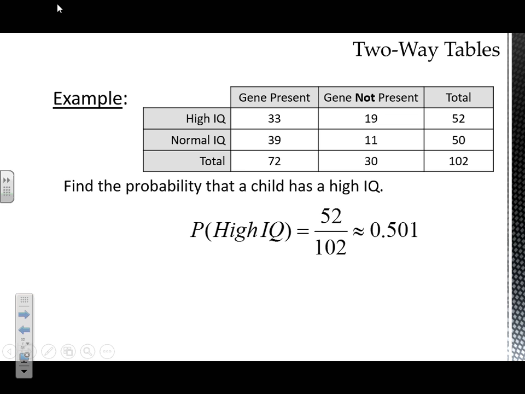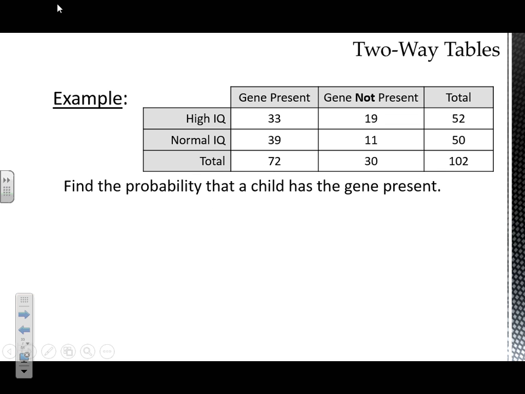Okay. What about the probability that a child has the gene present? 72 out of 102. So 72 of the kids had the gene present out of the 102 total kids. So 72 out of 102, which could be reduced, or decimal version 0.706. Okay, so some of the initial ones, pretty straightforward. What if we want the probability that a child has the gene present or has a high IQ?